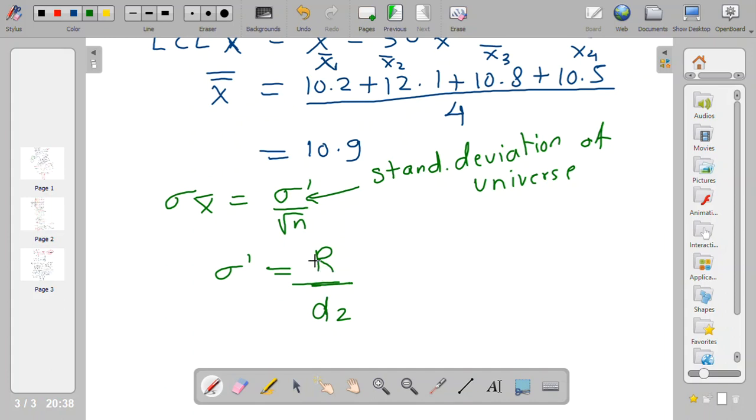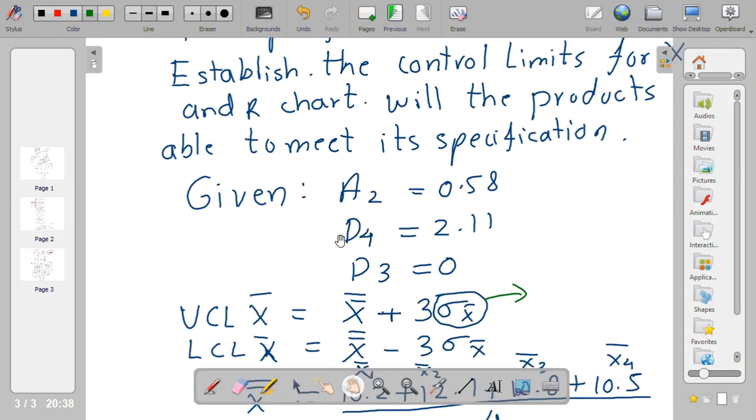Now r bar divided by small d2, so we can find the value of r bar. The range is already given, so the average value we can find. But what is the value of d2? It is not given in the question.